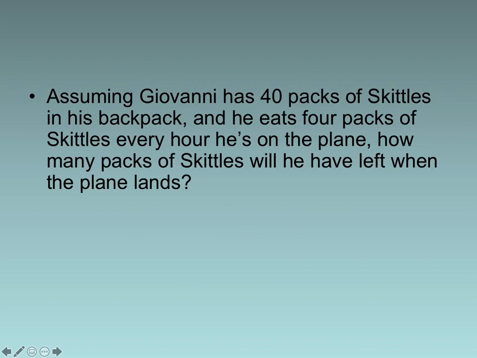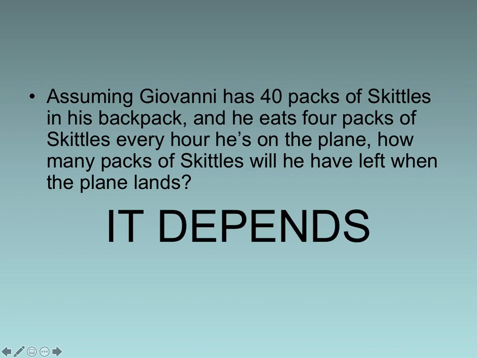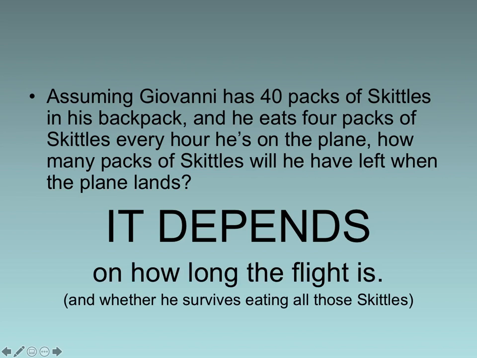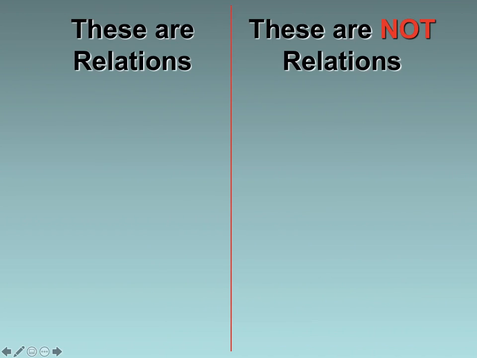Let's do another example. Let's say Giovanni's got 40 packs of Skittles in his backpack and he eats 4 packs of Skittles every hour he's on the plane. How many packs of Skittles will he have left when the plane lands? And again, you're trying to do the problem. You're looking at the numbers. You've got 40 packs and 4 packs every hour. Okay, let me figure this out. The answer is it's going to depend on something else. It's going to depend on how long the plane's flight is, and also on whether he's going to manage eating all those Skittles. So what we're looking at here are questions where the answer will depend on another piece of information.